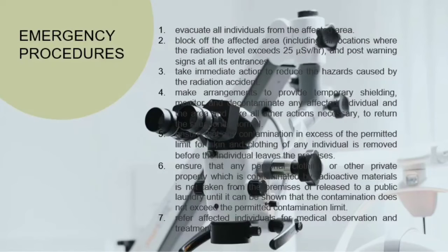Next, ensure that any contamination in excess of the permitted limit for skin and clothing of any individual is removed before the individual leaves the premises. Next, ensure that any personal clothing or other private property which is contaminated by radioactive materials is not taken from the premises or released to a public laundry until it can be shown that the contamination does not exceed the permitted contamination limit. And the last one is to refer the affected individual for medical observation and treatment.